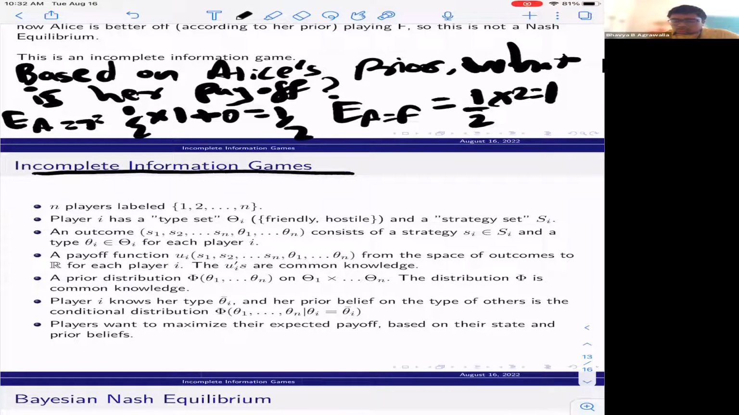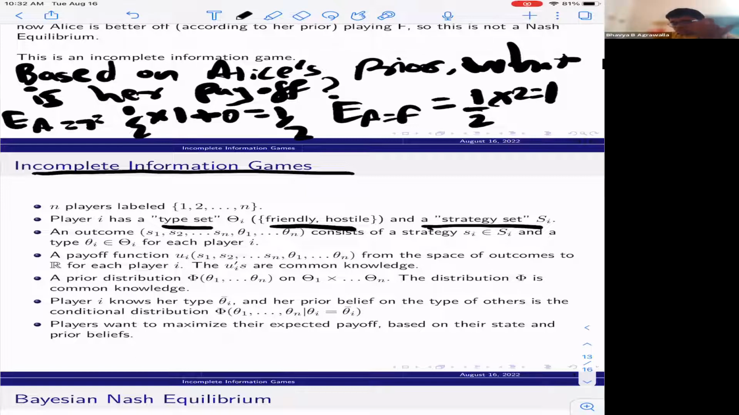That brings us to incomplete information games. An incomplete information game has n players, 1 to n. Each player i has a set of different types that the player can be in. For example, the set of types that Bob could be in was friendly and hostile, and for Alice, the type set was just friendly.